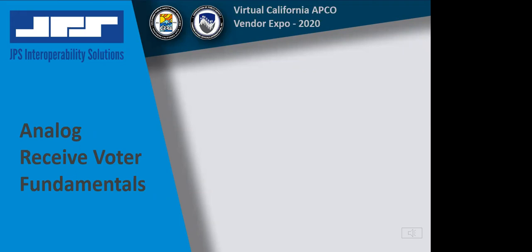But what I wanted to talk about today, this morning, as one of the first presenters of day one, is some of the fundamentals of analog receiver voters. Interestingly enough, there are still a lot of radio systems out there relying on voters of this type, analog receiver voters, specifically FM conventional. We're not going to talk about digital voting. Digital voting is a completely different animal.